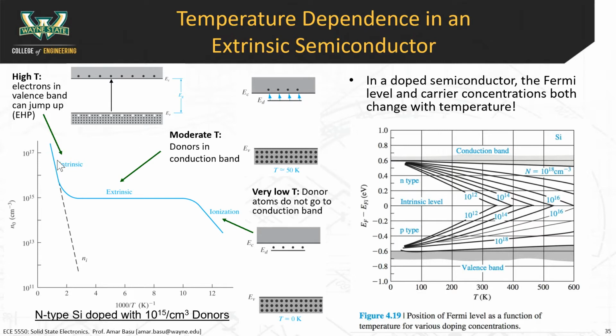What happens even before that, when you're at let's say 200 Celsius, or 150 Celsius even, you start seeing another effect happen. Does anyone know what that is? Lower mobility, right. Lower mobility because of what? Thermal scattering. Yes, lattice scattering, right.